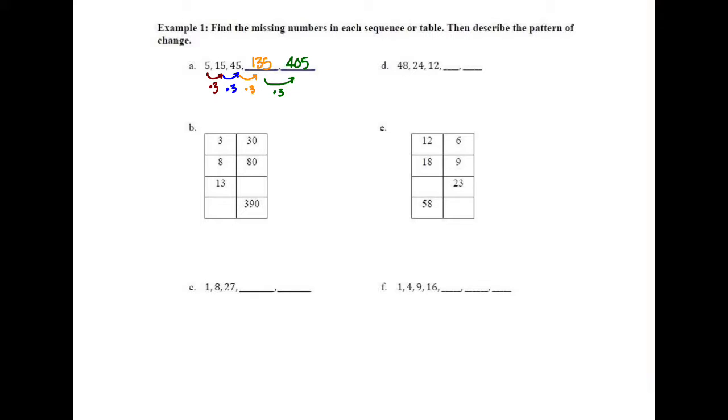Next section, B, let's go down. We need to figure out, going across, what happened. It looks like we times by 10. Here we times by 10. So here you times by 10, we get 130. And what number did we times by 10 to get 390? And that would be 39.